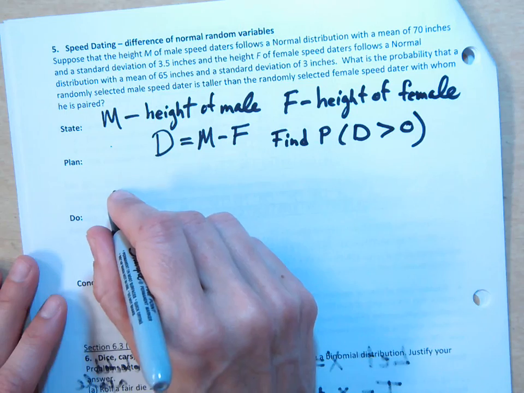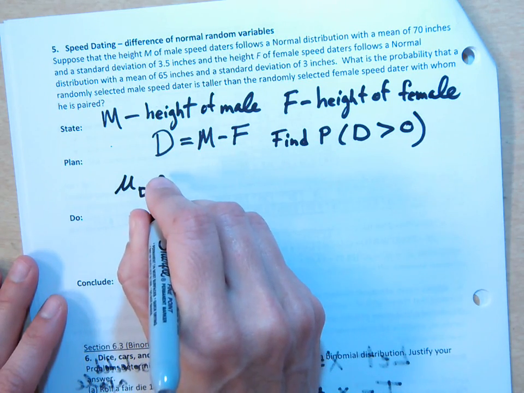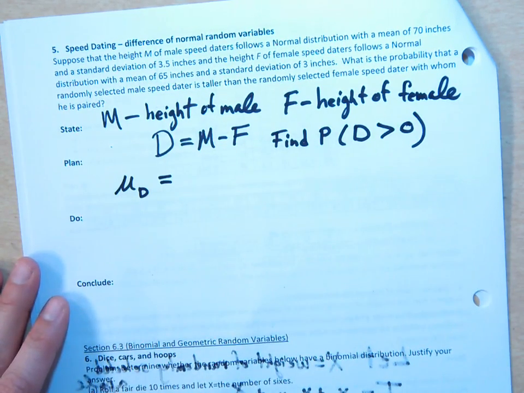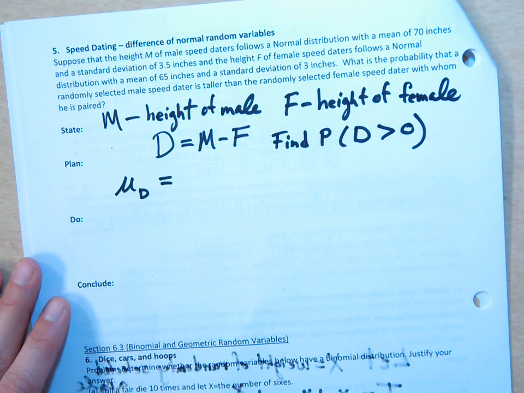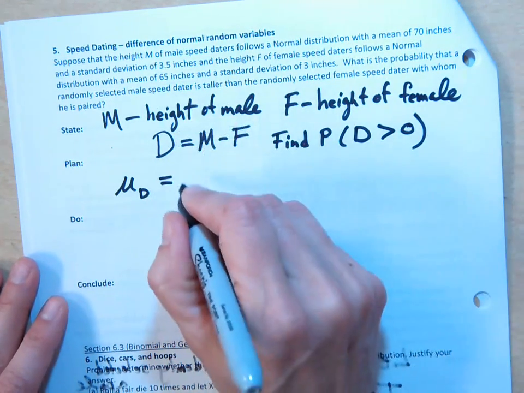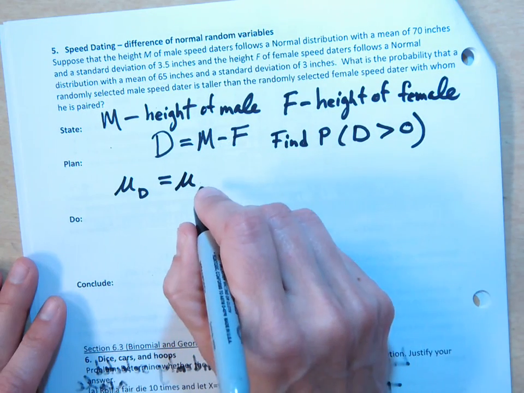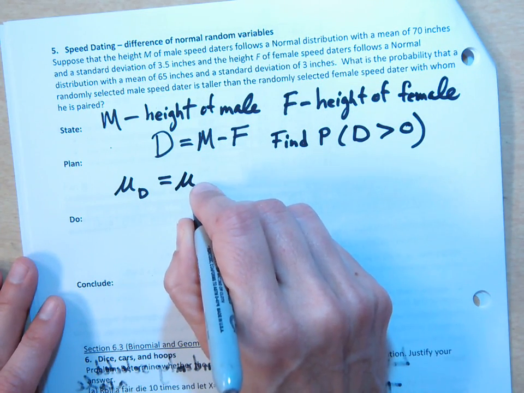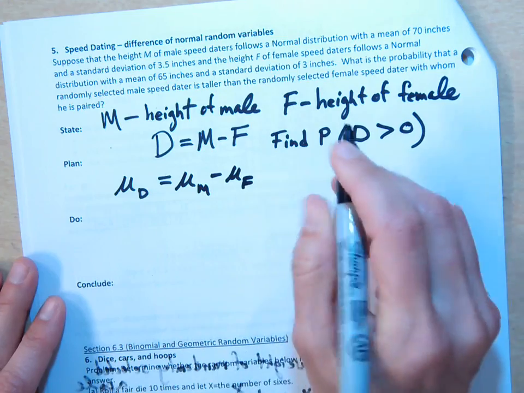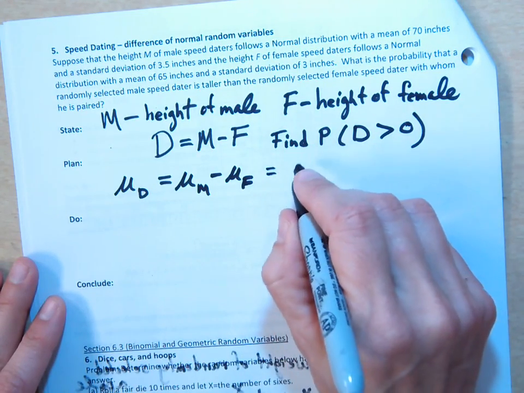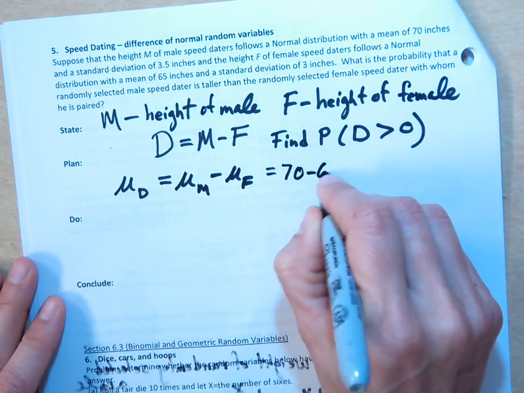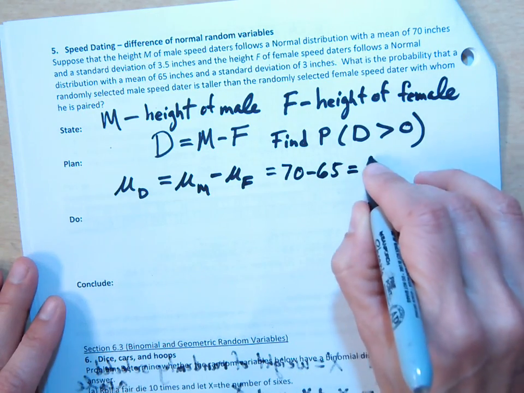So what would the mean of the difference be equal to? We only know the mean for the male speed daters and the mean for the female. What would the mean of the difference be? You would just take the difference of the random variables. So it would be the mean of m minus the mean of f, so it would be 70 minus 65, or 5 inches.